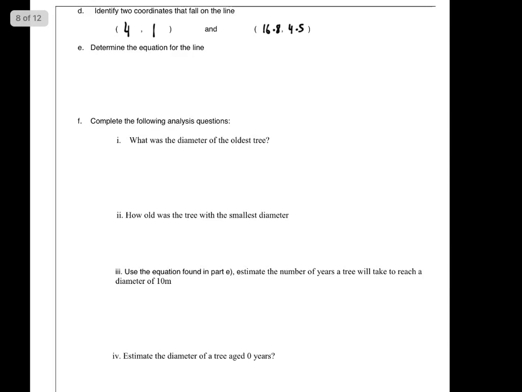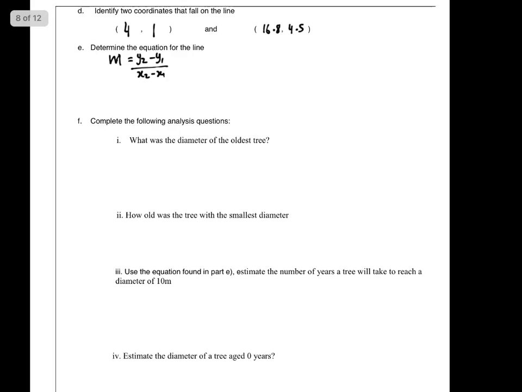And to use those 2 points, it says identify 2 coordinates that fall on the line. I did that. I picked them as accurately as I can, reading it from the scale. And from that I have to determine the equation for the line. Now the equation for the line is made up of 2 parts. I need my gradient and I need my y-intercept.